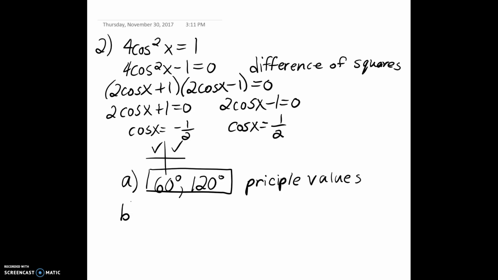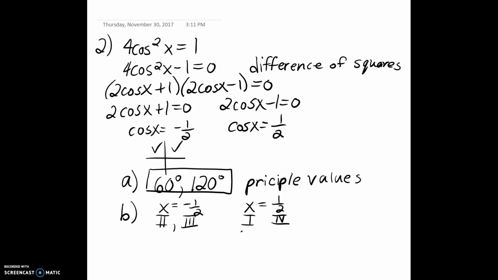And then in part B, if we're doing 0 to 360, those will be included, but we'll have additional ones. So for the negative 1/2, you are looking at quadrants 2 and 3 with the reference angle of 60, and the positive 1/2, you're looking at quadrants 1 and 4.